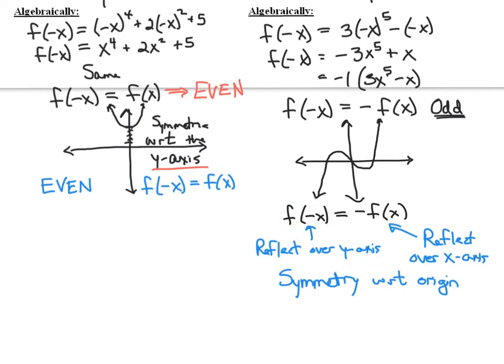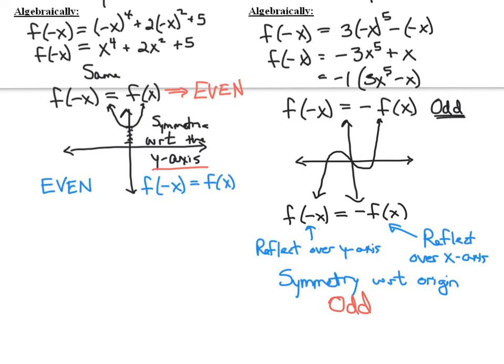that corresponds with a reflection over the y-axis. Negative f of x corresponds to a reflection over the x-axis. So if I reflect something over the y-axis and the x-axis, that's actually the same as reflecting over the origin. So we are going to say that this is symmetry with respect to the origin. When I have symmetry with respect to the origin, that function is an odd function.